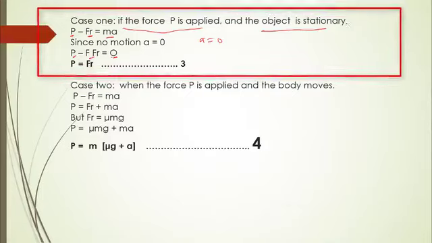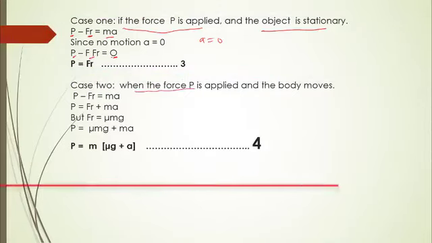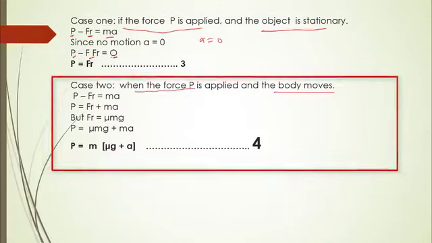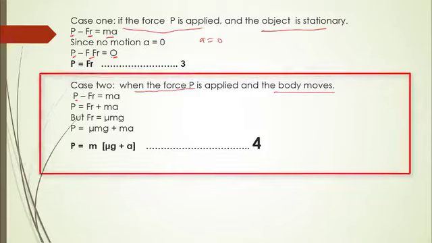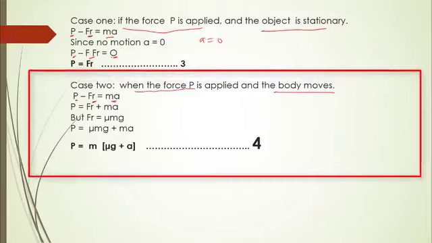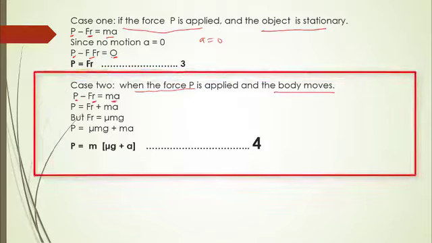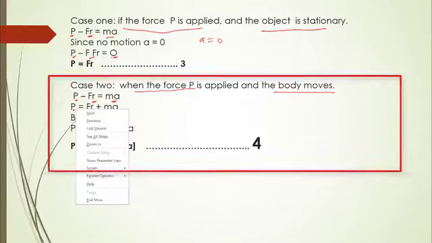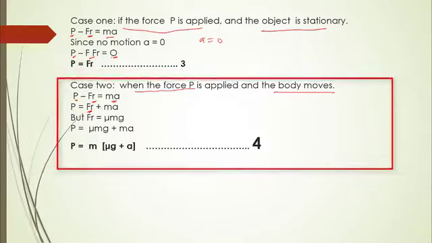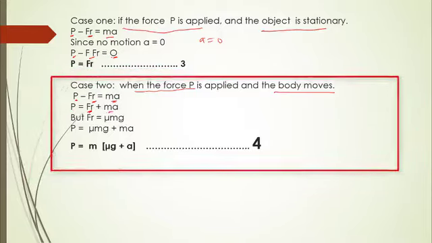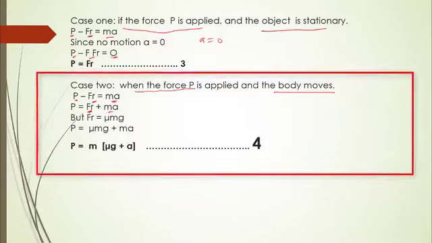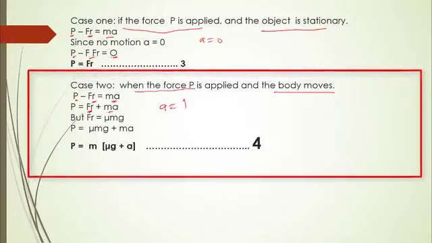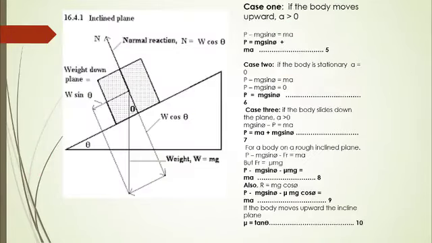That is case 1. Case 2 is when a force is applied and the body moves. So we say the force minus the frictional force gives us mass times acceleration, but this time around, because the body has moved, the force now becomes frictional force plus mass times acceleration. So it's not going to give us 0 at all, because acceleration is not equal to 0. The body moves. Now, what if a body is moving at an angle, and not in a straight line?